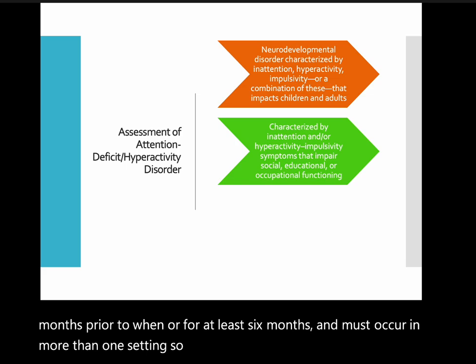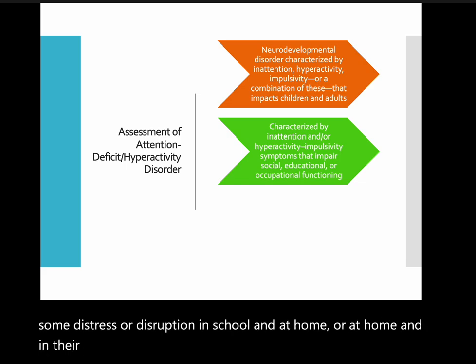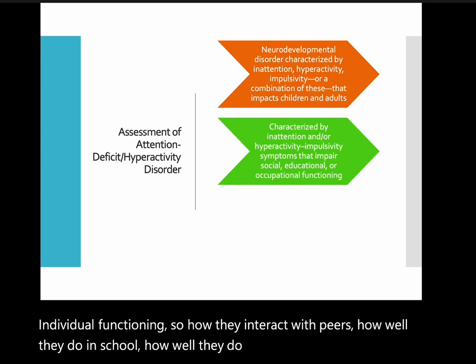So this individual must be experiencing some distress or disruption in school and at home, or at home and in their relationships. And it must also interfere with their individual functioning. So how they interact with peers, how well they do in school, how well they do at their job.